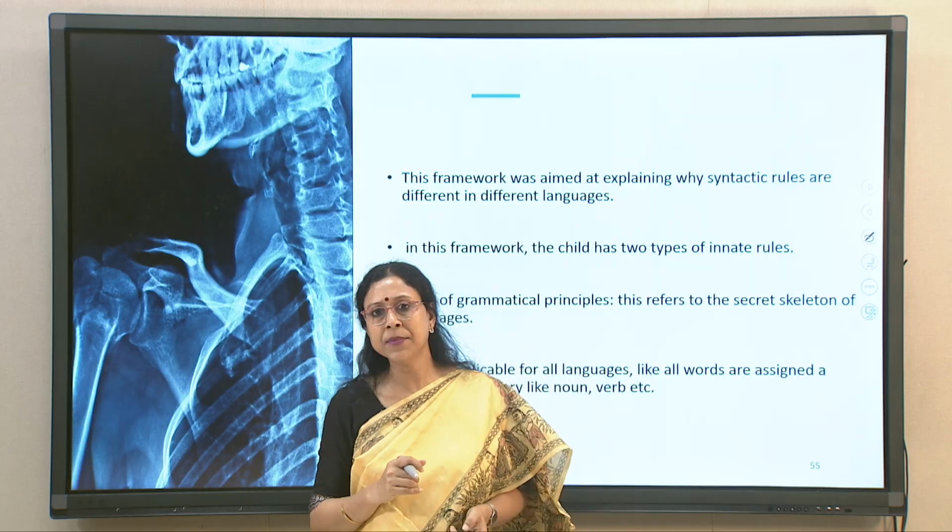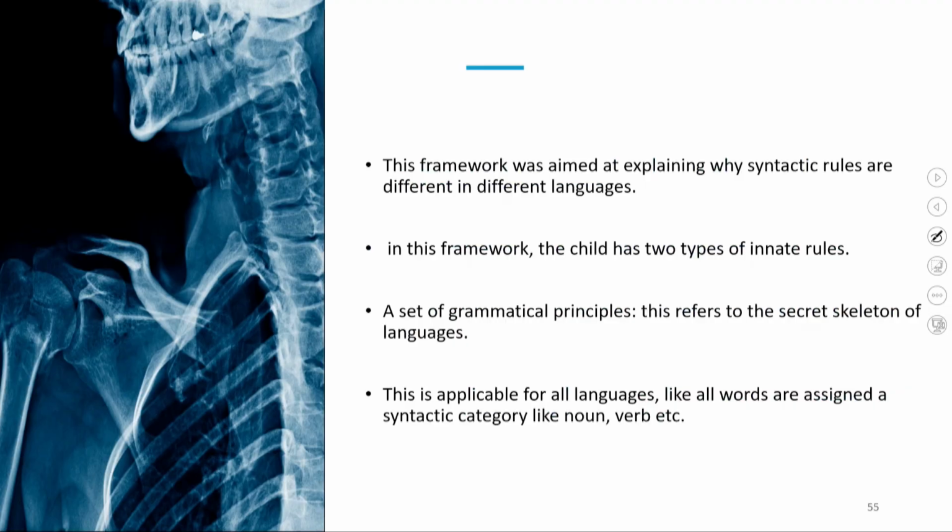So, this framework was aimed at explaining why syntactic rules are different in different languages, because if we go by universal grammar theory, then every language should have the same kind of structure, but that is not the case. There are languages which are vastly different from one another; we just saw the example of Hindi and English. Hindi has ergativity, and split ergativity at that, and English does not have that. So, how universal grammar takes care of those differences is what principles and parameters tries to explain. In this framework, the child has two types of innate rules.